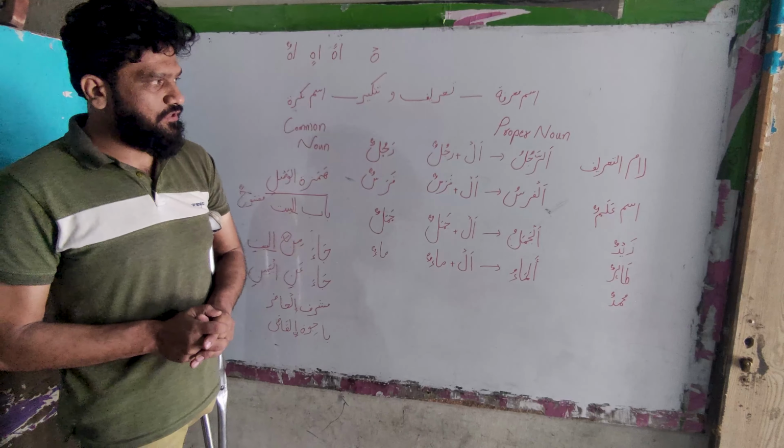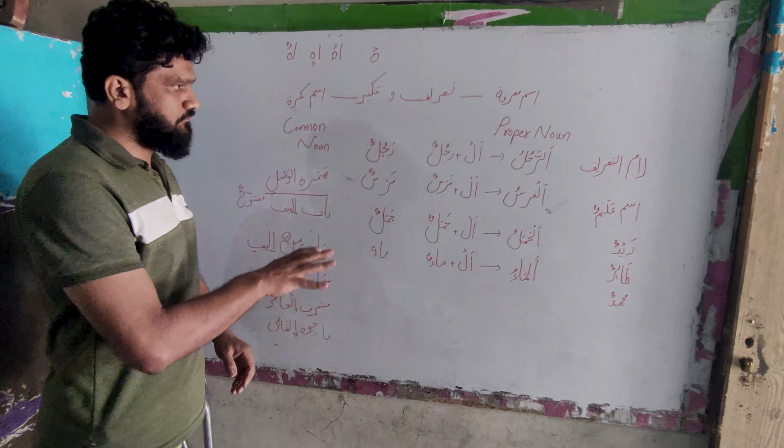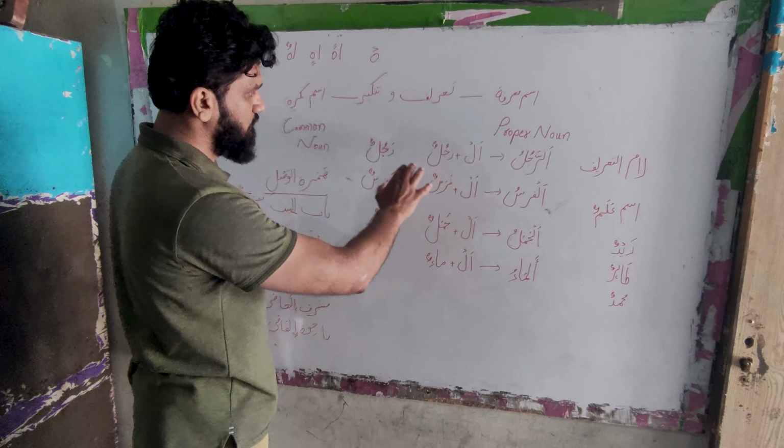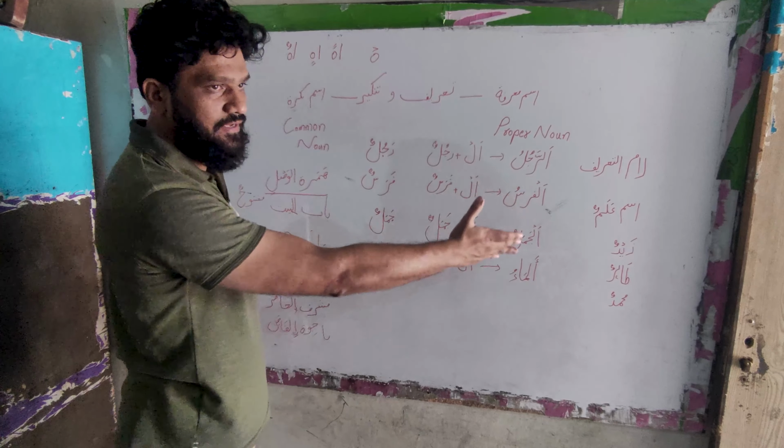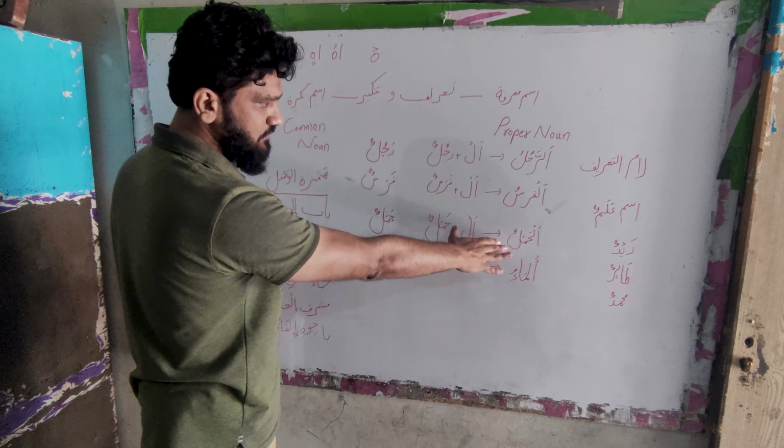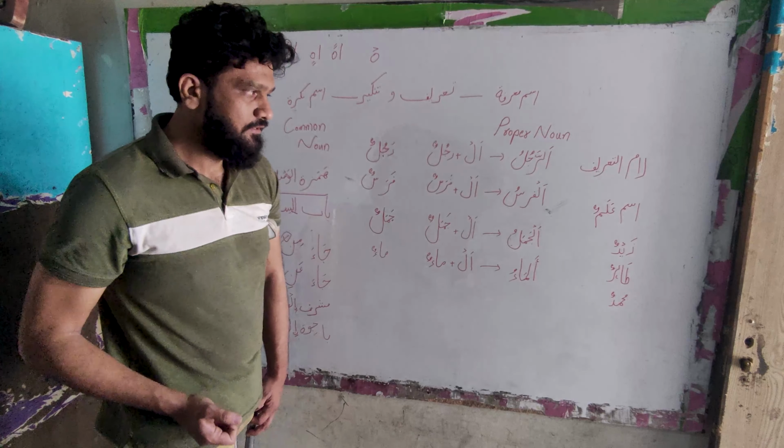Now moving on with the pronunciation, let's do the meaning of these proper nouns. This was a man, so this is the man in English, the horse, the camel, or the water.